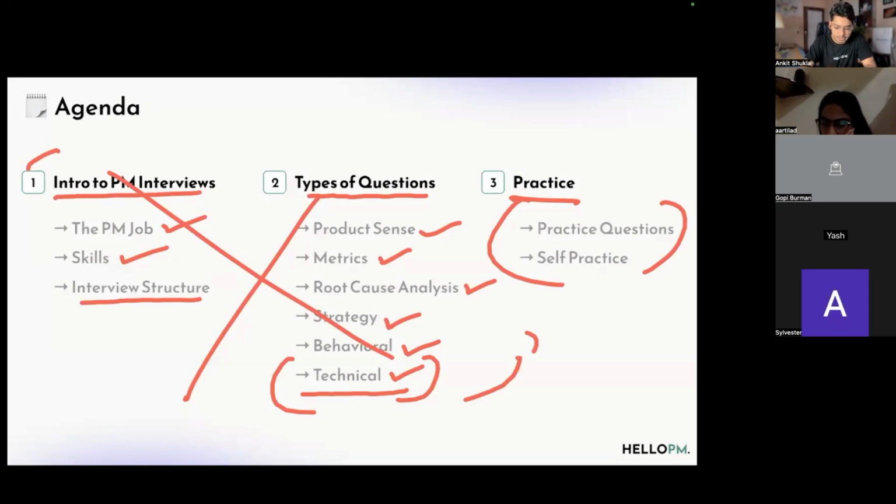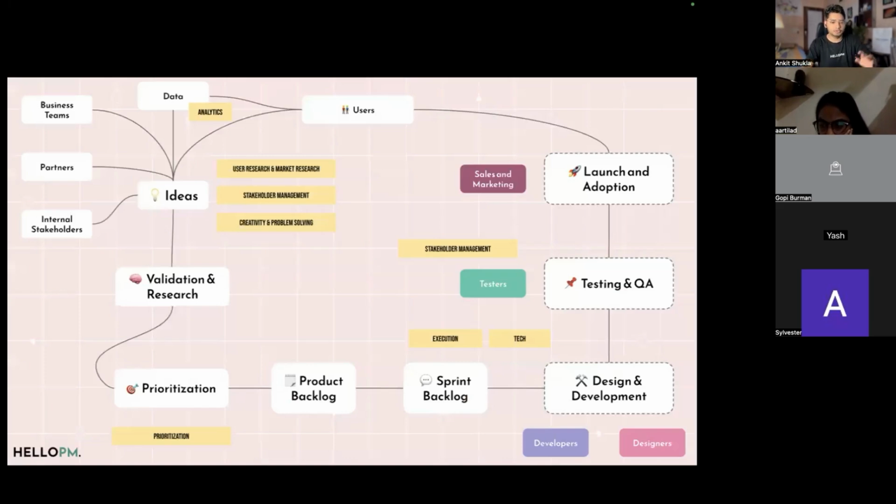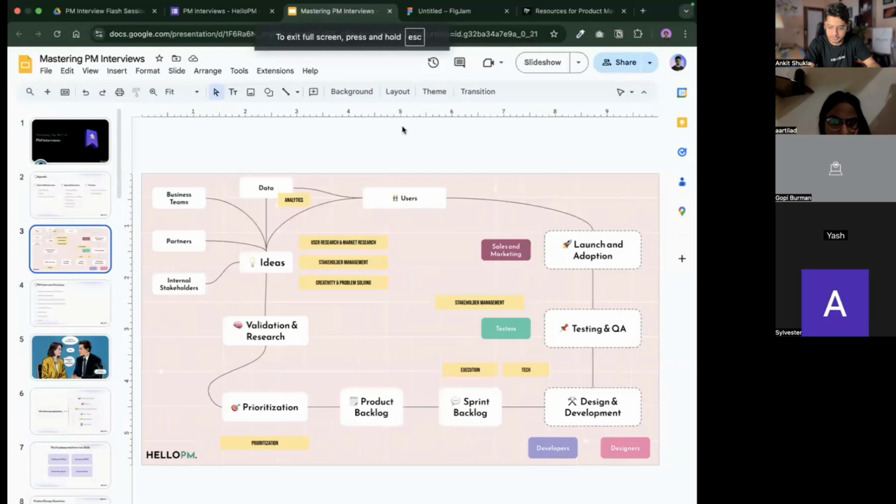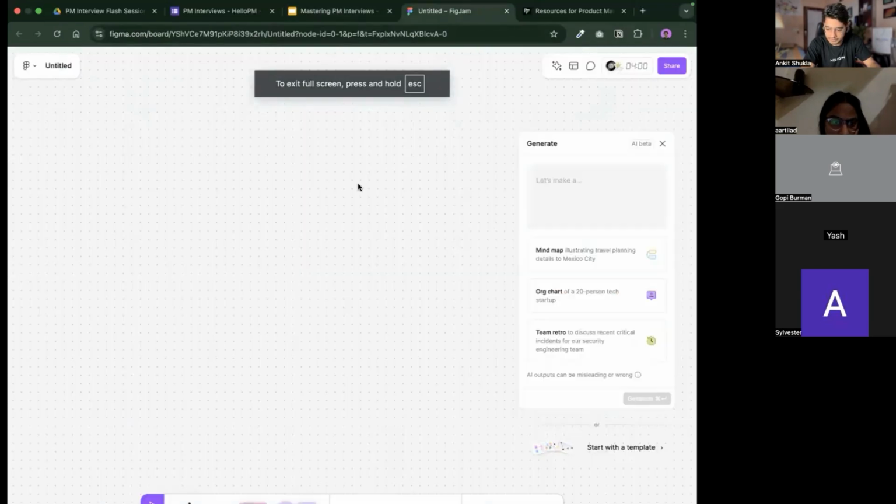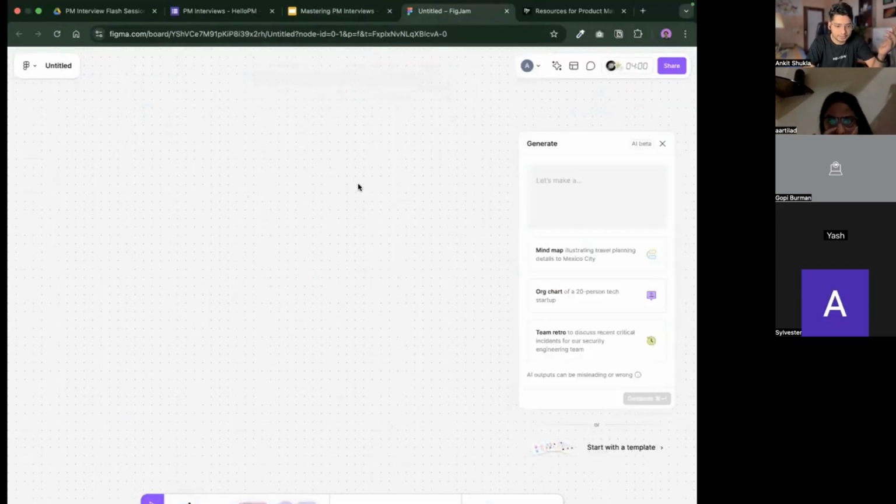Before I start with the session, let me tell you what product management looks like. Before I talk about interviews, I have to tell you some basic concepts of product management so that everyone is on the same page.